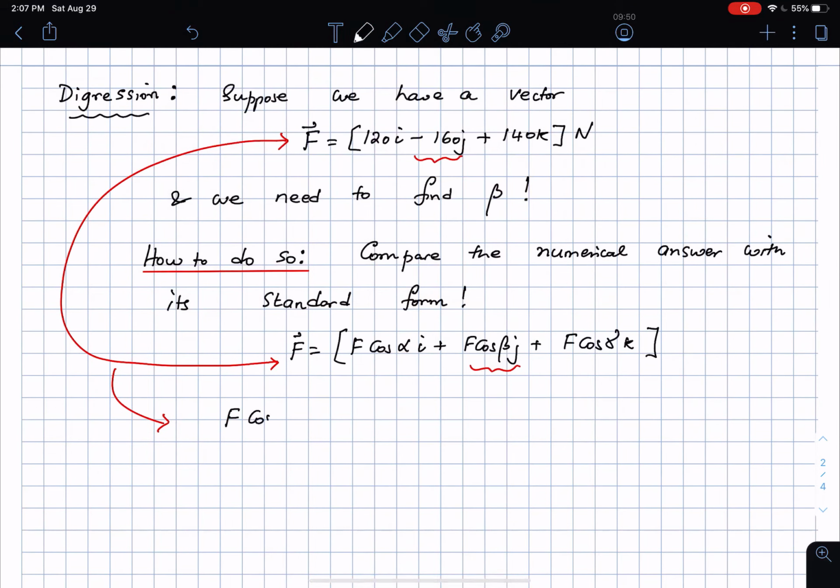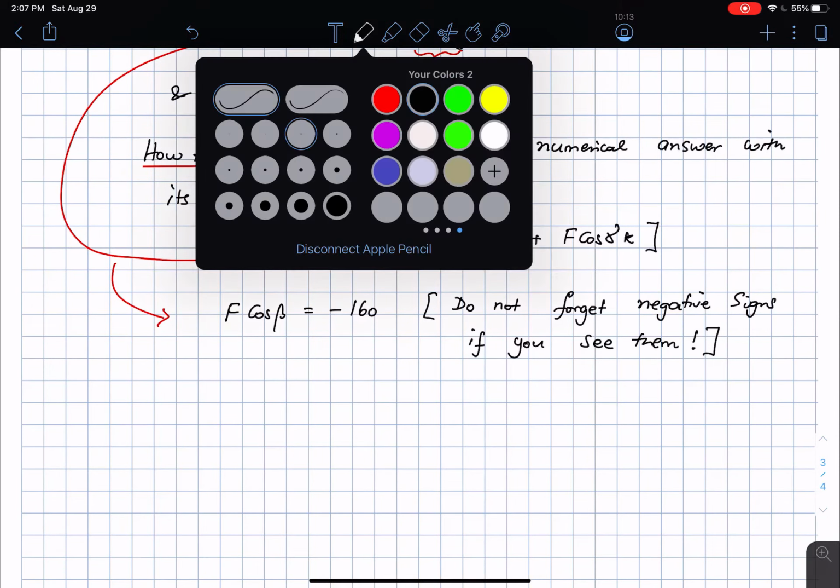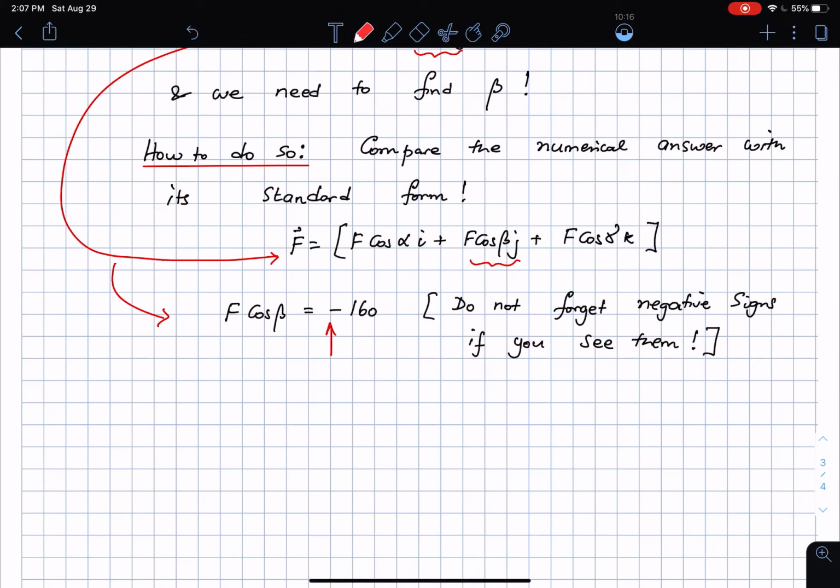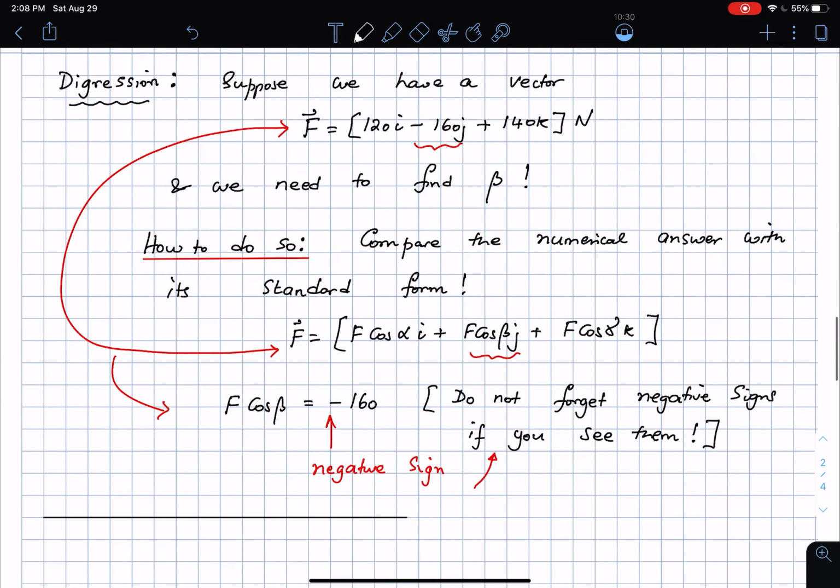F times cosine of beta is equal to minus 160. So the thing is, do not forget negative signs if you see them. That was the main reason for showing it. I just wanted to show you that, hey, there is a negative sign. And if you see a negative sign, do not forget that. So this is a digression. This is not related to the problem, so I'm not going to stress on this, but this was something that I wanted to discuss.